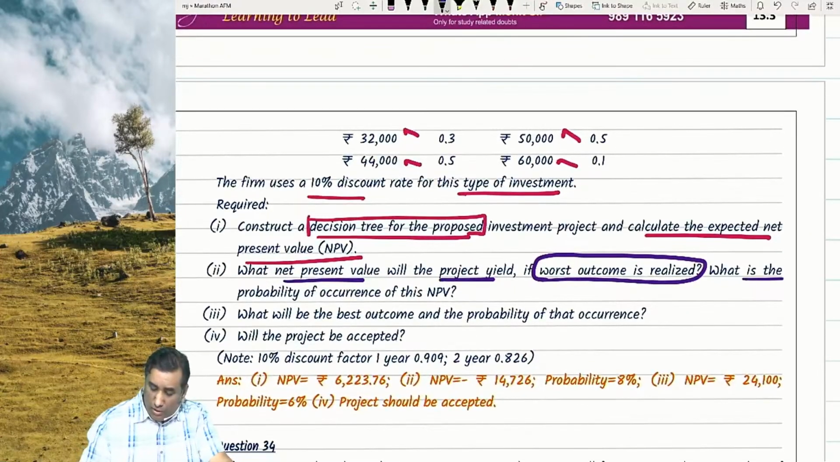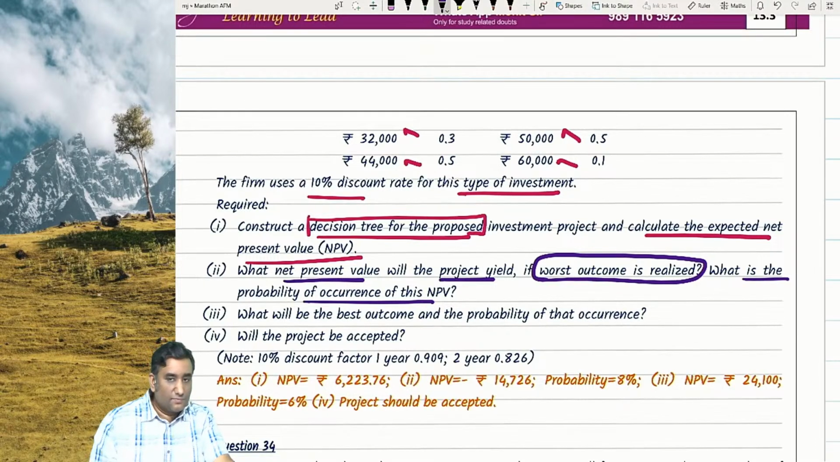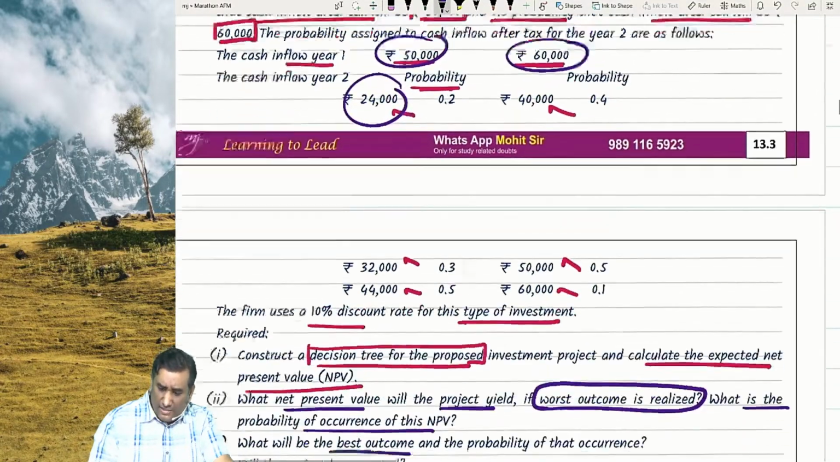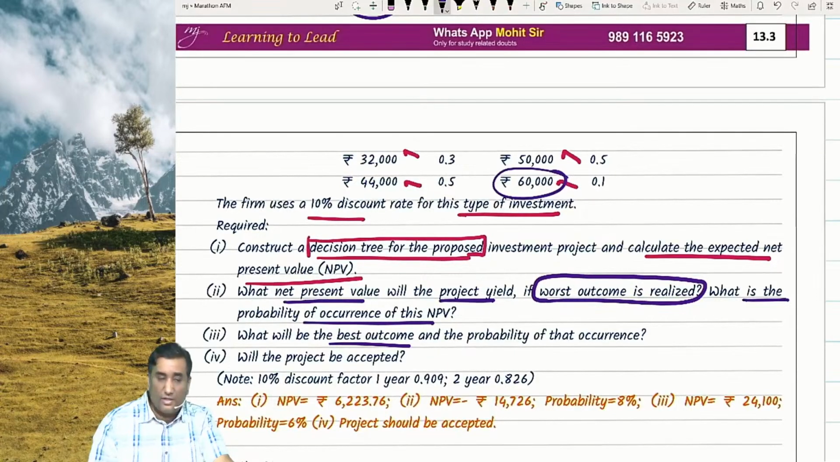14,726. And what is the probability of the occurrence of this event? The probability is how much? 8%. Then next is, what is the best outcome I can have? Best outcome would be earning of 60,000 and then again earning of 60,000. Chance of earning this is only what? 6%. He is not asking me to calculate expected. He is asking me NPV of the worst and its probability which comes out.